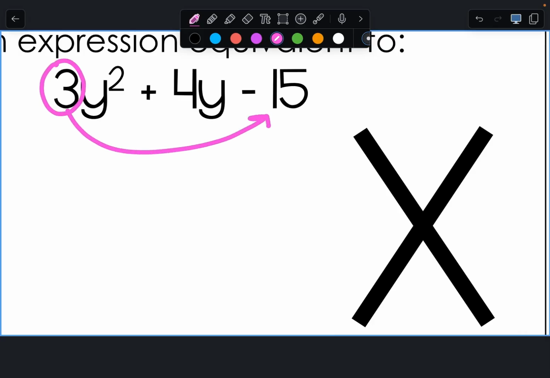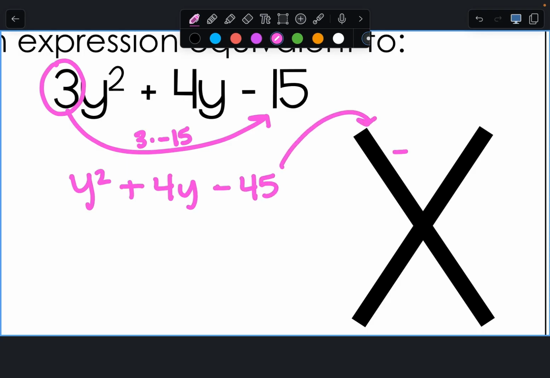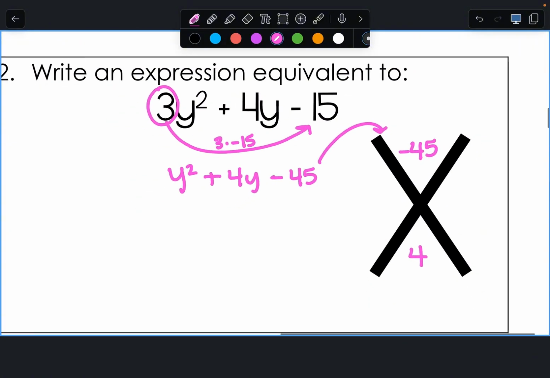To the back. So when you kidnap, you're multiplying. 3 times negative 15. What do you get? Negative 45. Last number falls to the top, and then the middle number goes to the bottom. Okay?